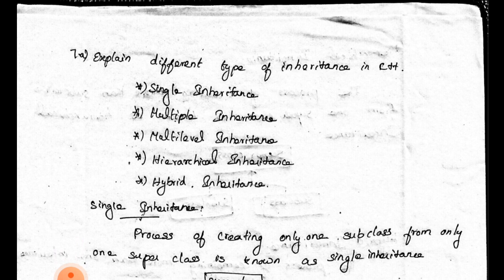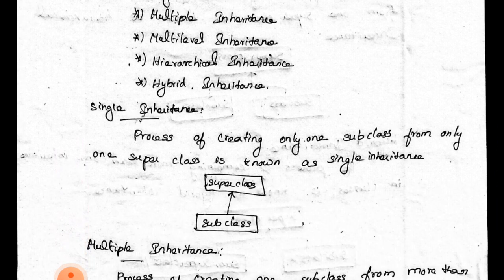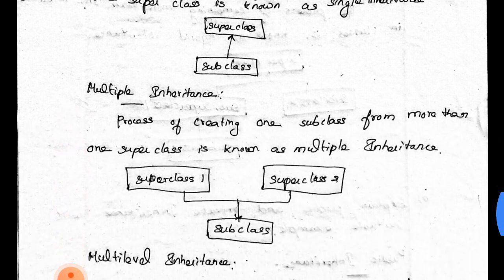Single inheritance means we can create a subclass from a superclass. Creating one subclass from a superclass is known as single inheritance. Then multiple inheritance. Multiple inheritance means we can create a subclass from more than one superclass. That is known as multiple inheritance.